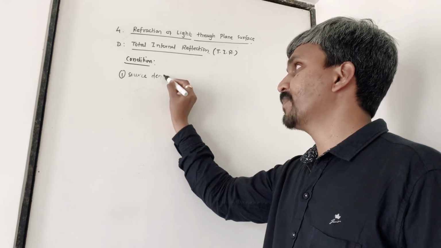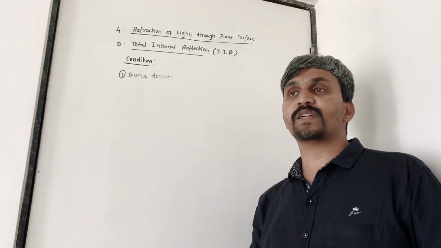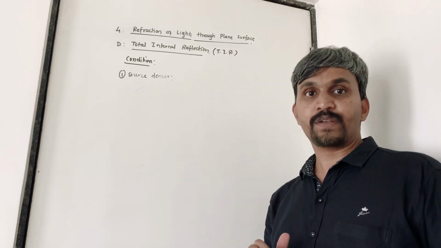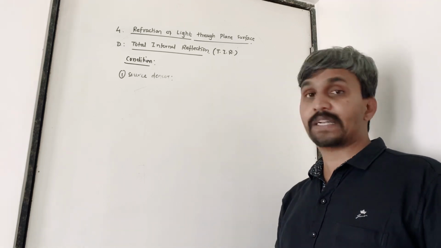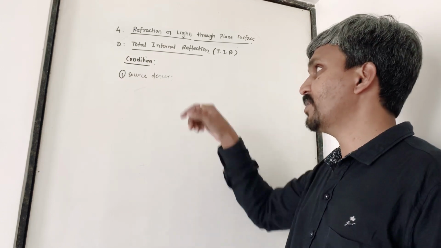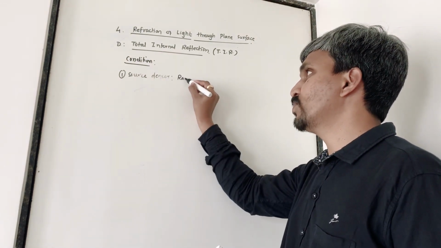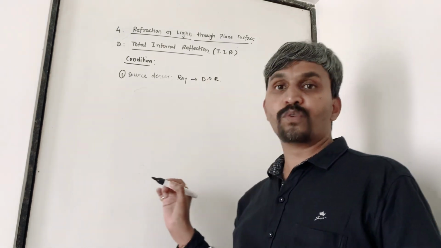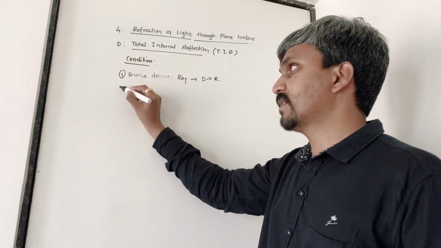Denser medium. Now, what is a denser medium? If I consider water and air, water will be considered denser and air is considered rarer. So the first point: the source of light must be in the denser medium, and the ray of light should go from denser to rarer. Now what is the second condition?